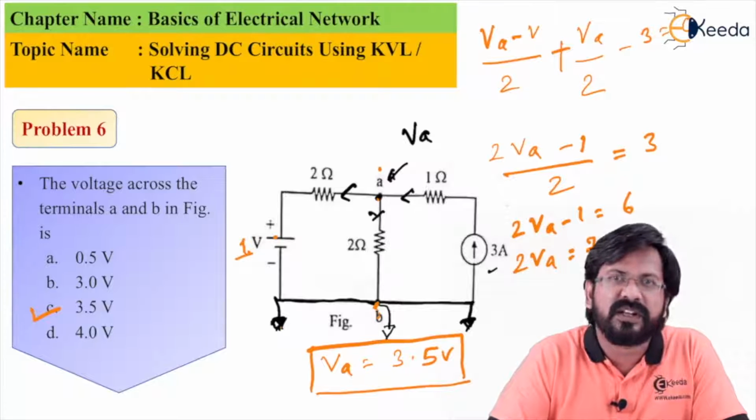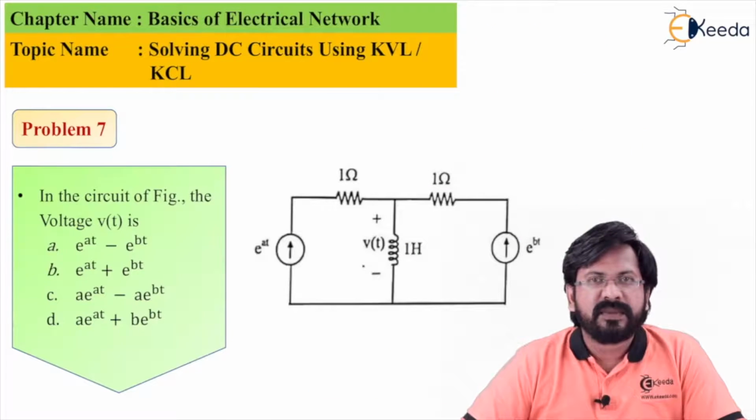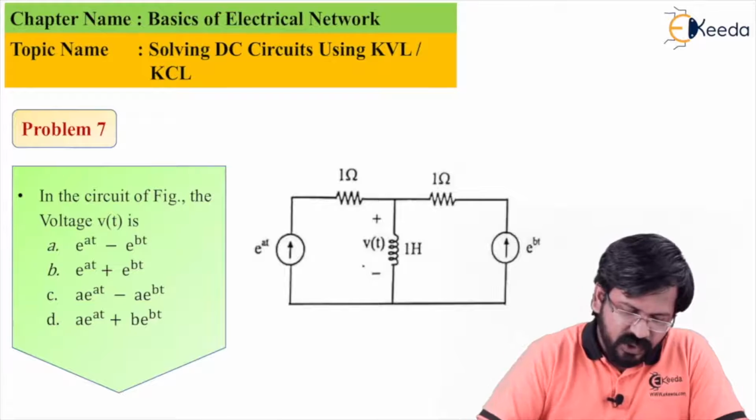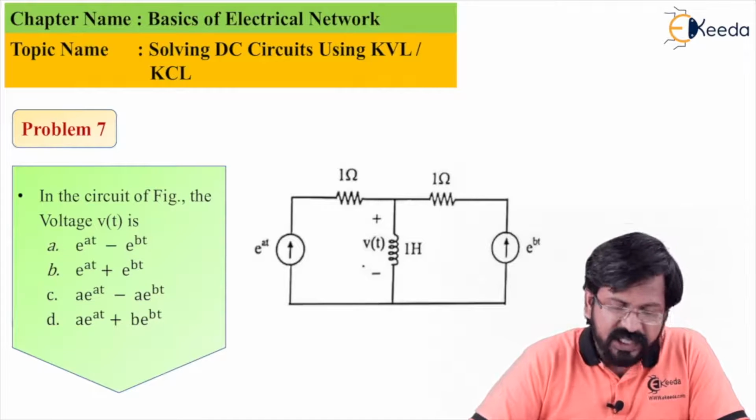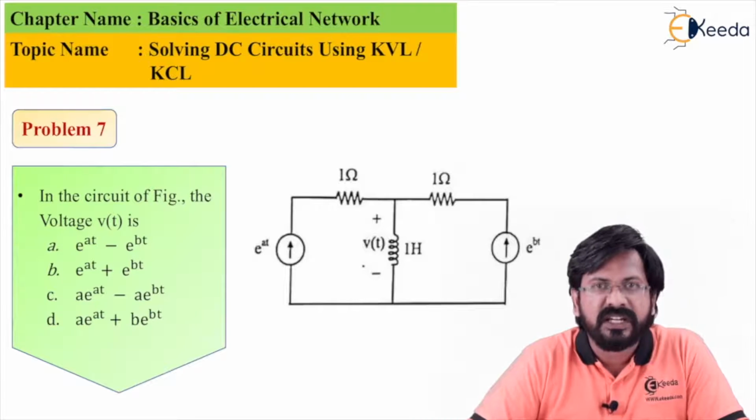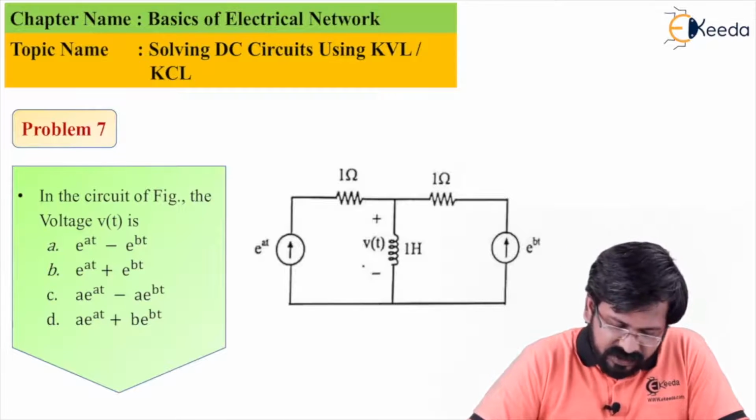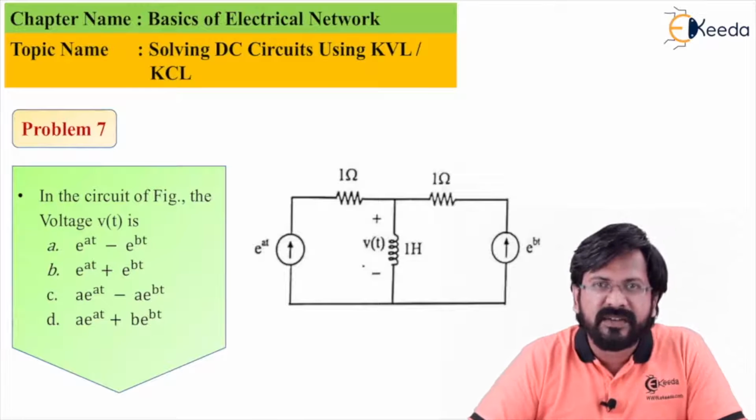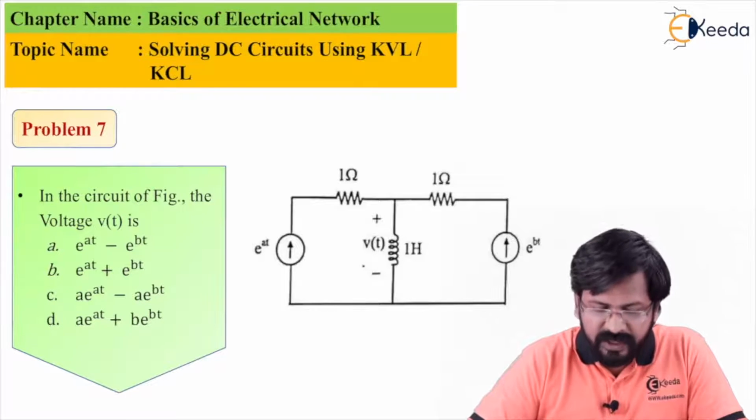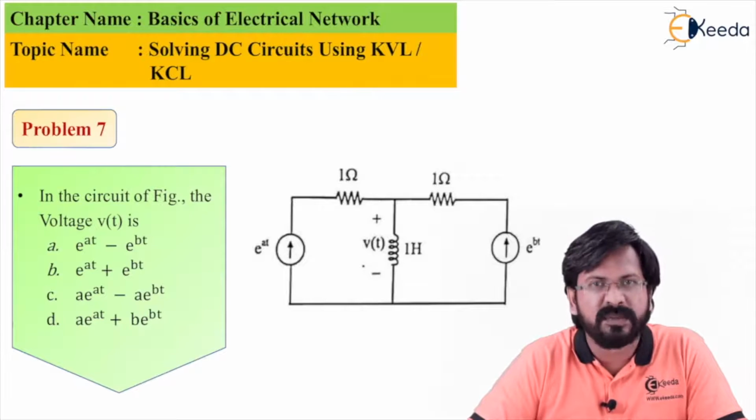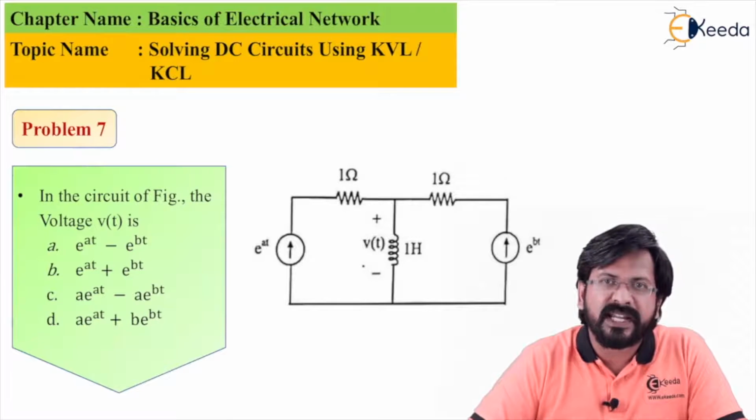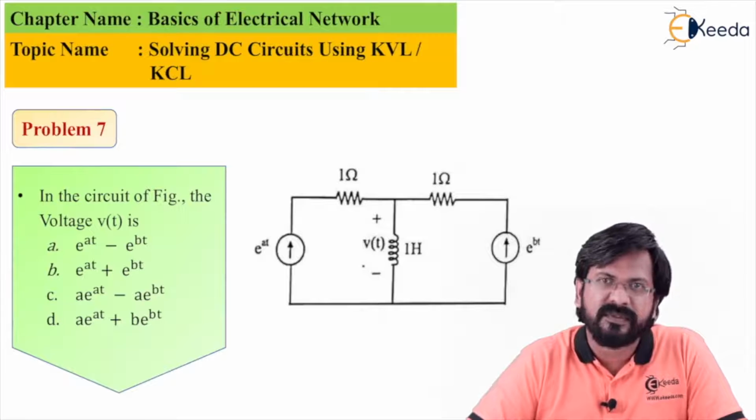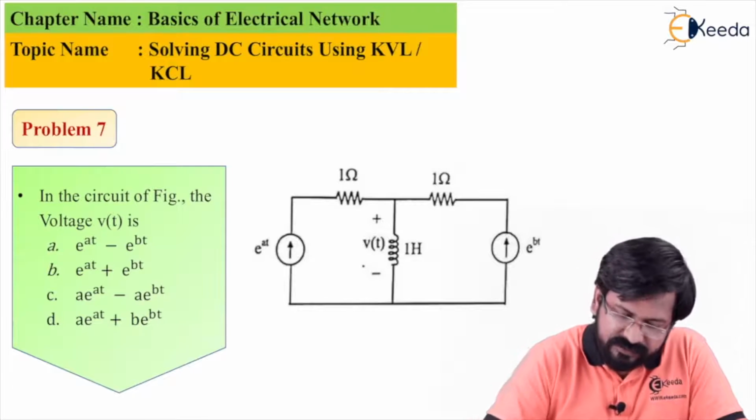Let us go to the next problem. Let us start with problem number 7. In problem 7, in this circuit, they are asking you V of t. If you observe this circuit, V of t is the voltage across an inductor. There are two current sources given with magnitude. The first current source is e raised to at and the second current source is e to the power bt. Even by the KCL approach, we can solve this problem. We will see how to deal with this.